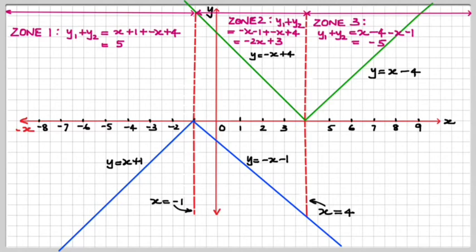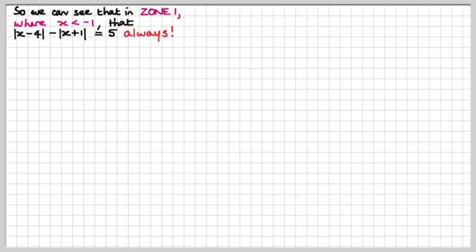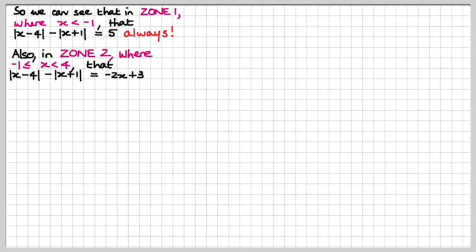So let's go over the screen and analyse what we've found. All right, now, we can see that in zone 1, where x is less than minus 1, the combined value of y1 and y2 is 5, always, yes? Amazing. So in zone 2, where we had x greater than or equal to minus 1 and less than 4, we can say that the combined value of y1 and y2 is minus 2x plus 3. Well, that depends on the value of x in zone 2. So let's set that equal to 5 and see what comes out of the situation, yeah? We'll solve it for x. Right, so it looks like x is going to be minus 1 only.